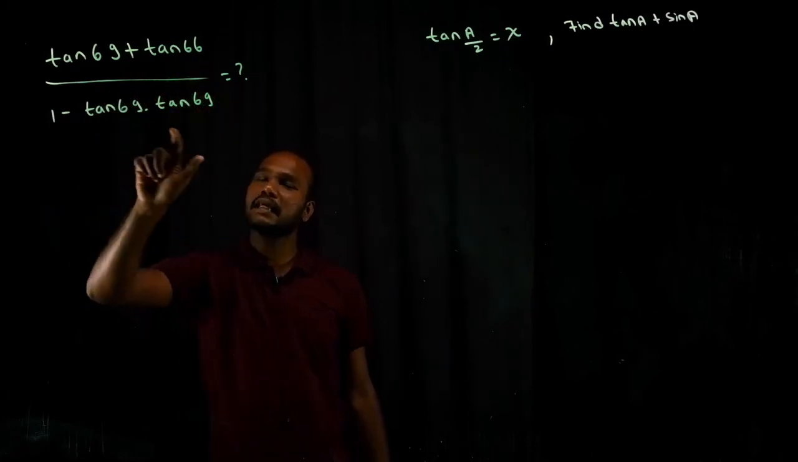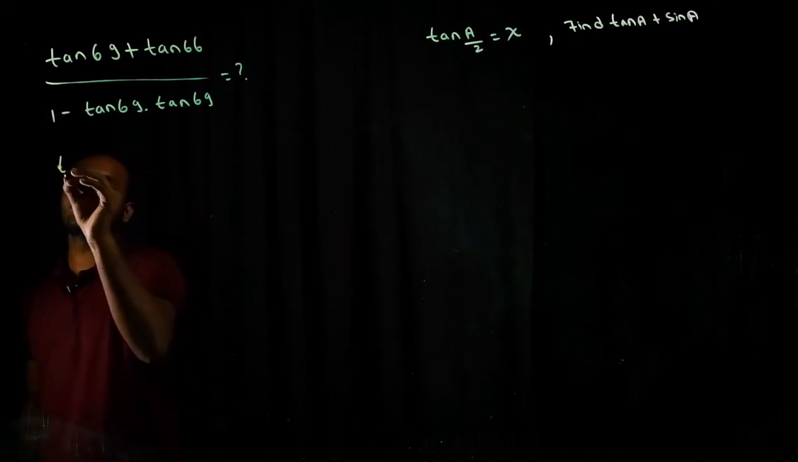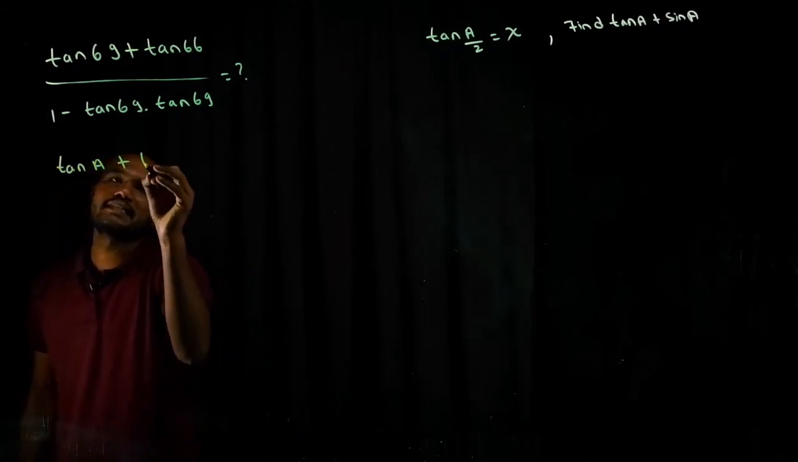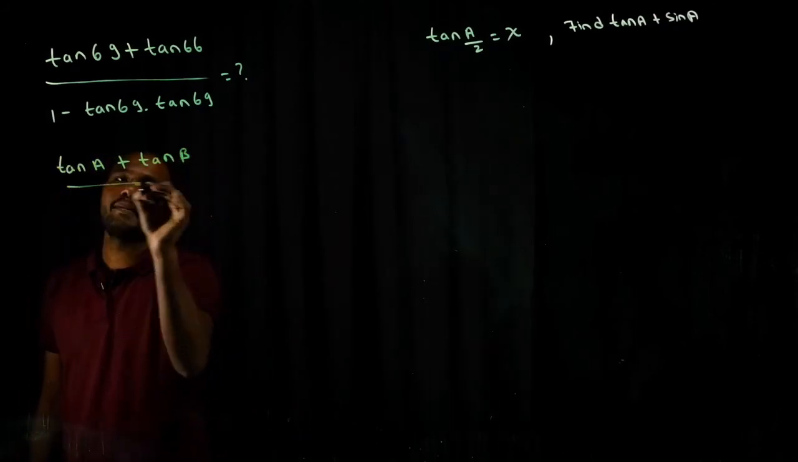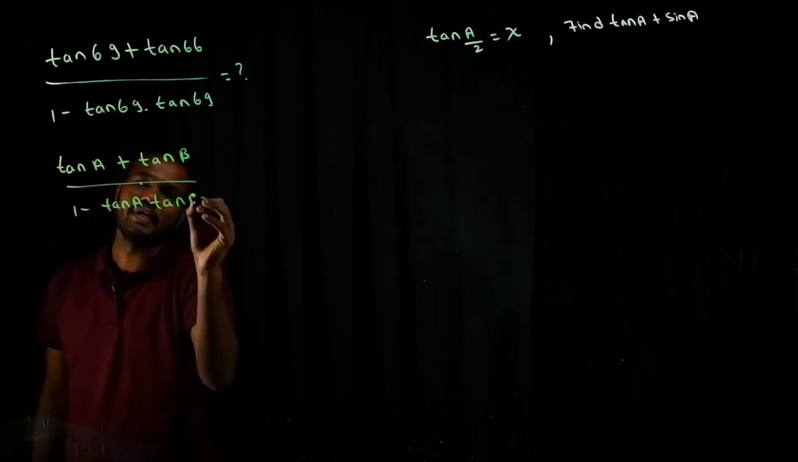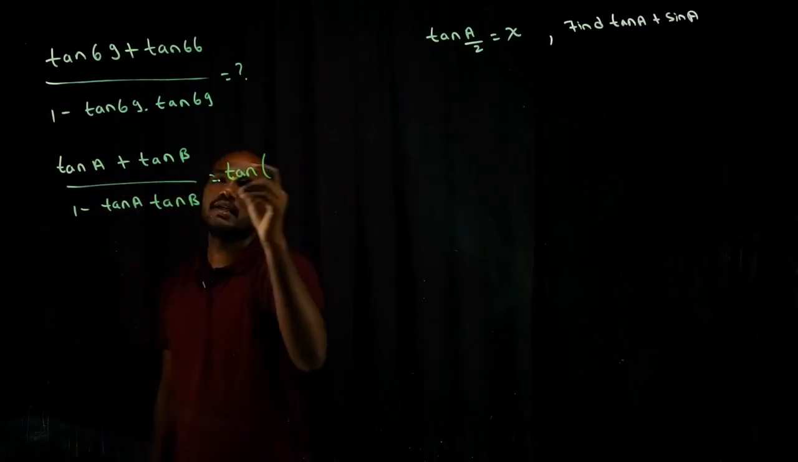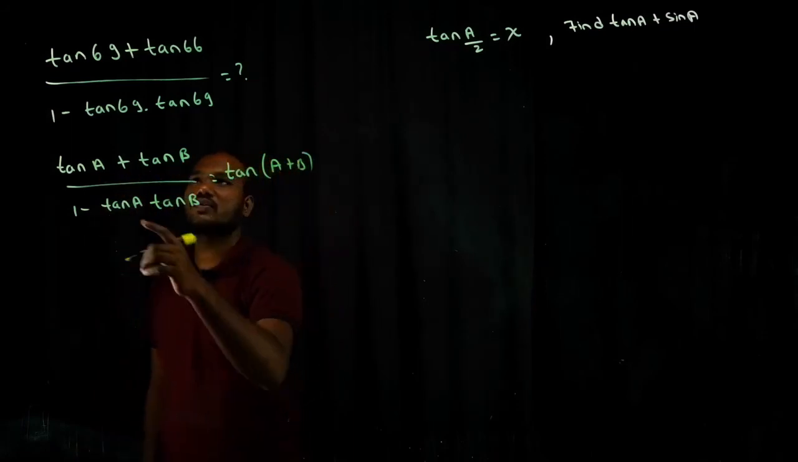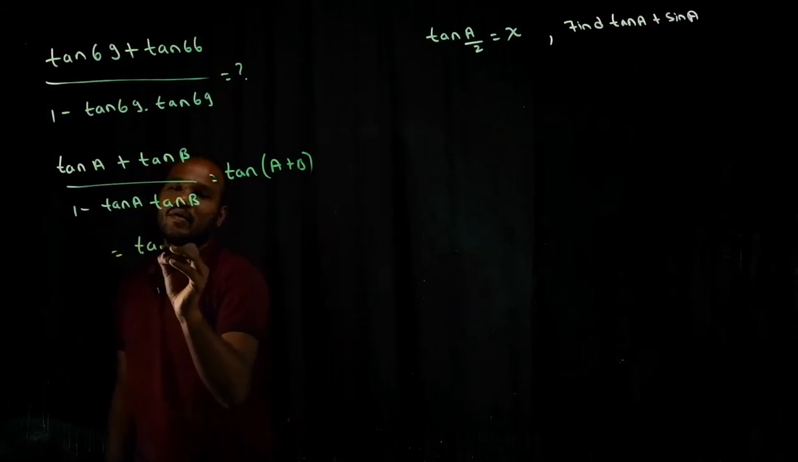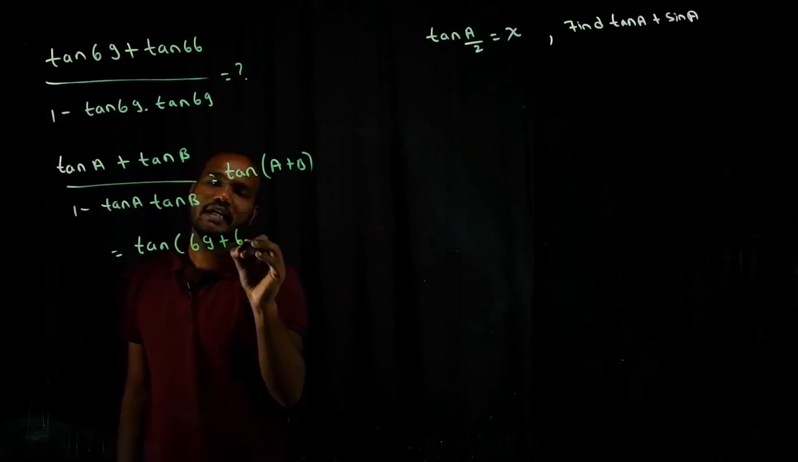See here in the first question, he has given tan A plus tan B. Remember 1 minus tan A tan B, because there is a different angle. See here, it resembles tan A plus tan B divided by 1 minus tan A tan B. We know the formula for this is tan of A plus B. So if I want to solve, this will become tan of 69 plus 66.